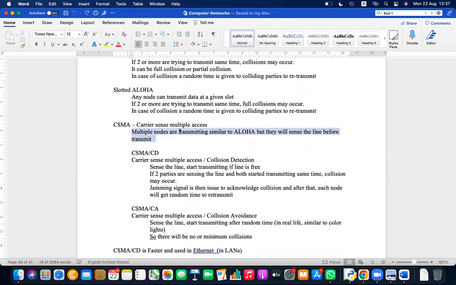Then CSMA. CSMA is basically sensing the channel. It's like an intelligent meeting. Maybe the morning meeting in your school. That means everyone looks for an opportunity. Only when there's an opportunity will people talk. They will sense the main line, and only when there's an opportunity do they start talking.